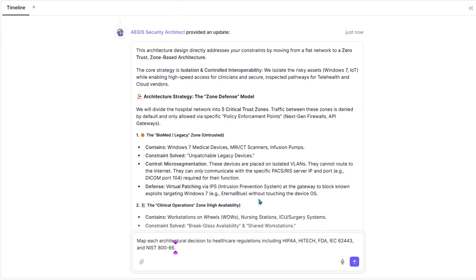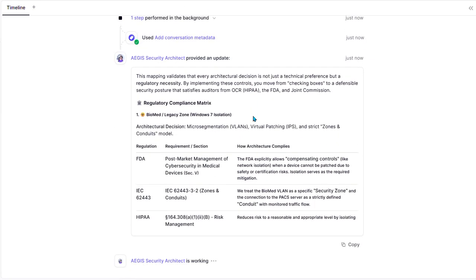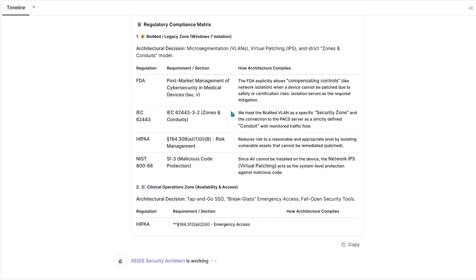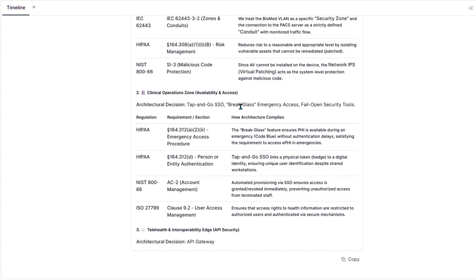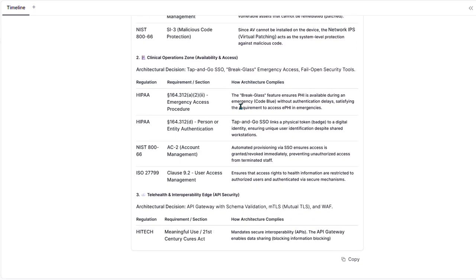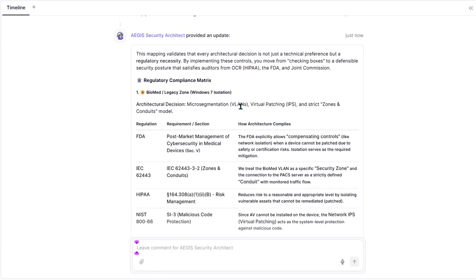We're going to move further to ask our next question. In this next question, we are going to ask our agent to map each architectural decision to healthcare regulations, including HIPAA, HITECH, FHIR, IEC 62443, and NIST. Let's see what it gives us. So that's doing the mapping. Let's start looking at the mapping from the beginning.